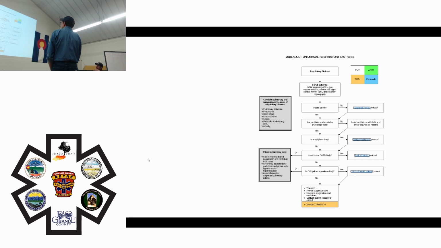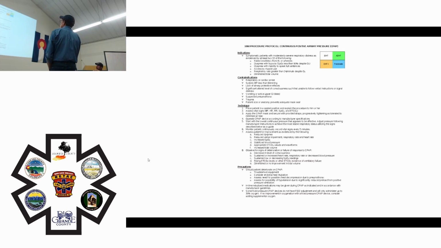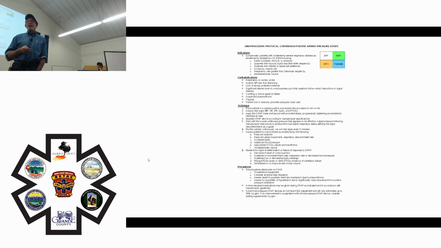Contraindications, very similar to what was mentioned in the previous slide. Respiratory arrest, if they're not breathing, it's not going to work. Cardiac arrest, if they have no perfusion, it's not going to work. In our protocols, I think we've decided a systolic blood pressure less than 90 would be a contraindication. Lack of airway protective reflexes. Too altered to follow verbal commands or cooperate. Vomiting or active upper GI bleed with vomiting. Suspected pneumothorax. Trauma. Most respiratory distress in trauma is because of a pneumothorax or an intrathoracic bleed, so not really going to be a good candidate for CPAP.